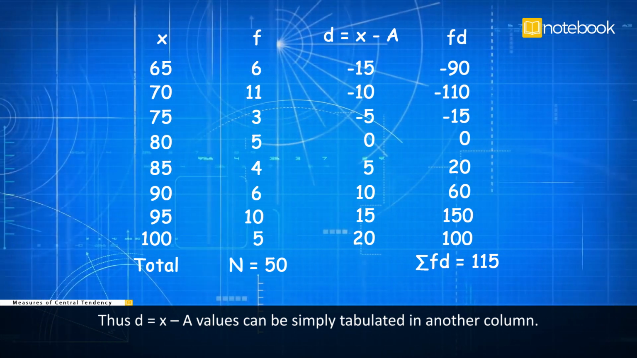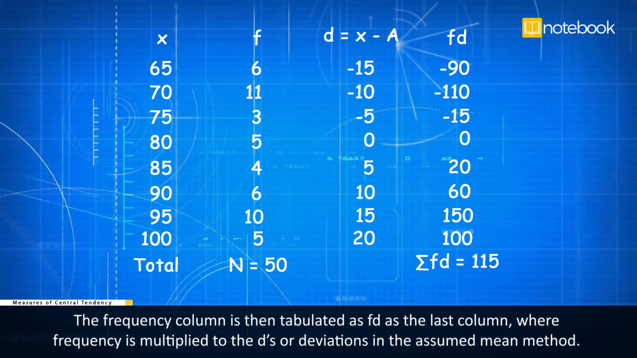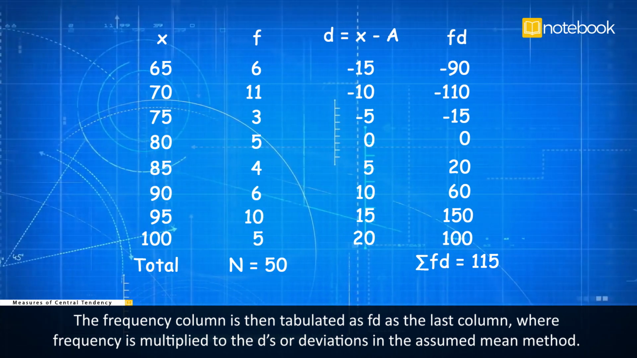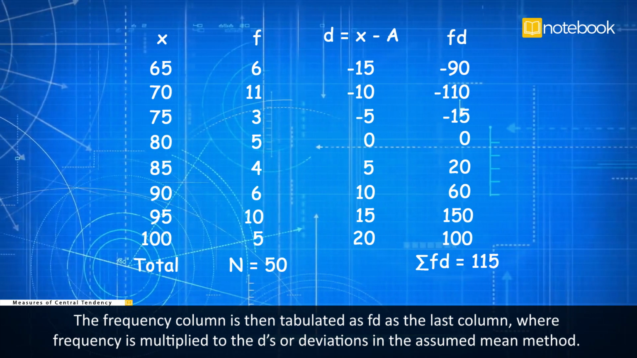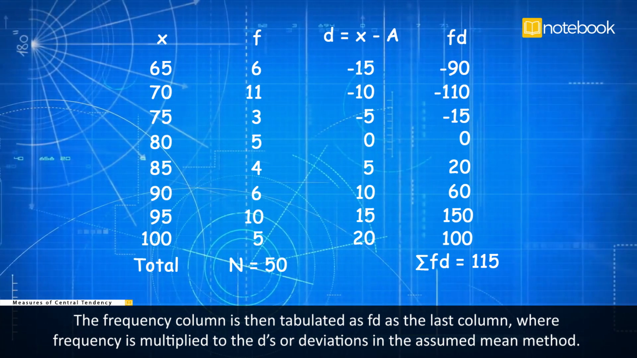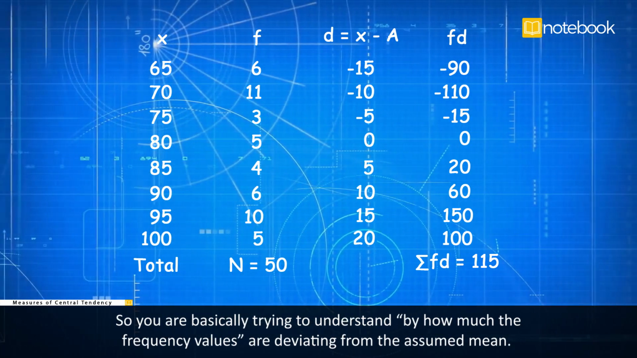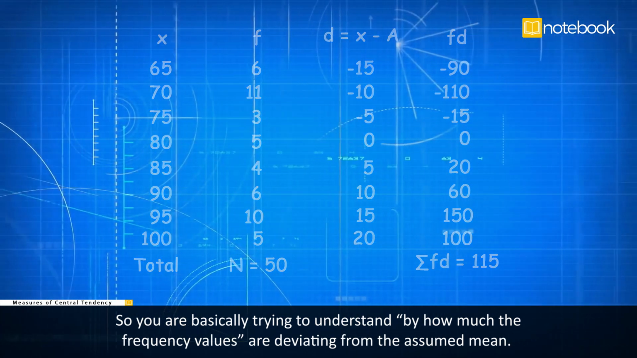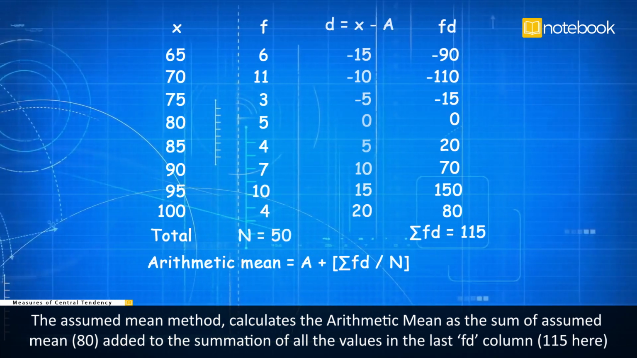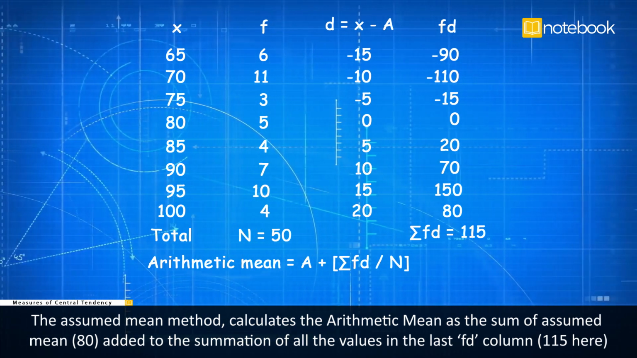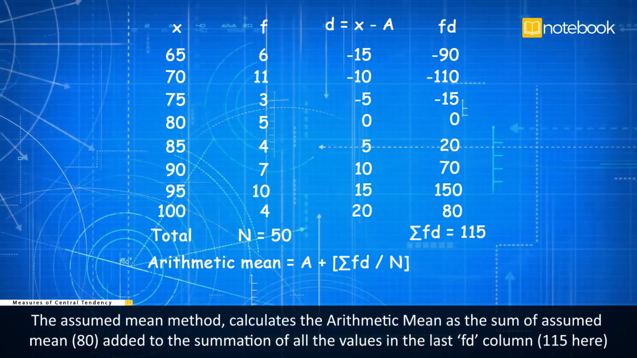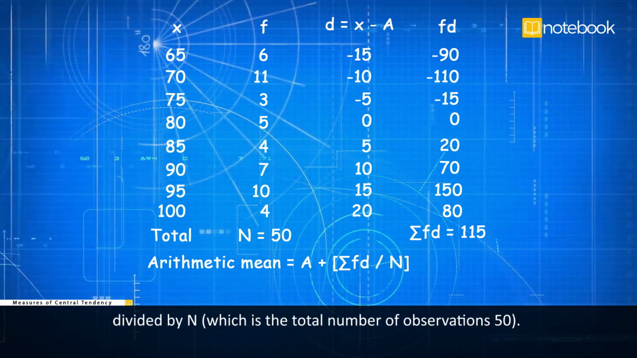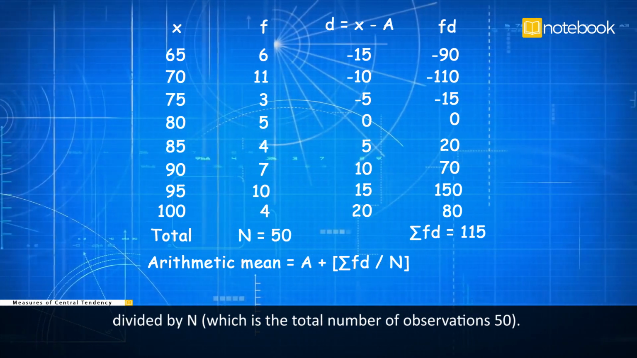Values can be simply tabulated in another column. The frequency column is then tabulated as fd as the last column, where frequency is multiplied to the d's or deviations in the assumed mean method. So, you're basically trying to understand by how much the frequency values are deviating from the assumed mean. The assumed mean method calculates the arithmetic mean as the assumed mean 80 added to the summation of all the values in the last fd column, 115 here, divided by n, which is the total number of observations, 50.